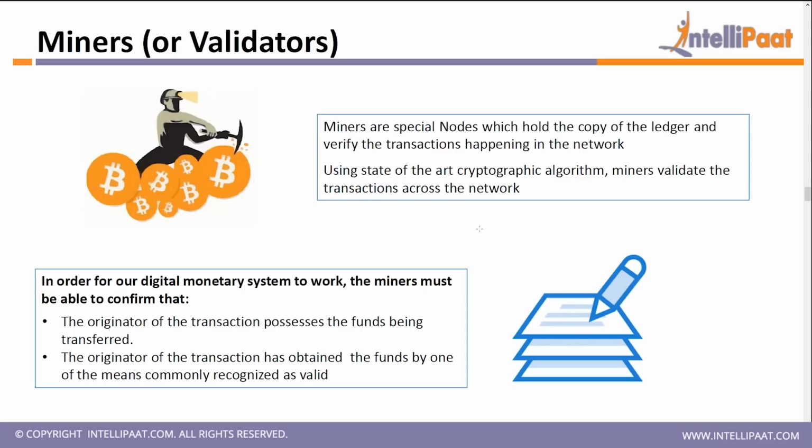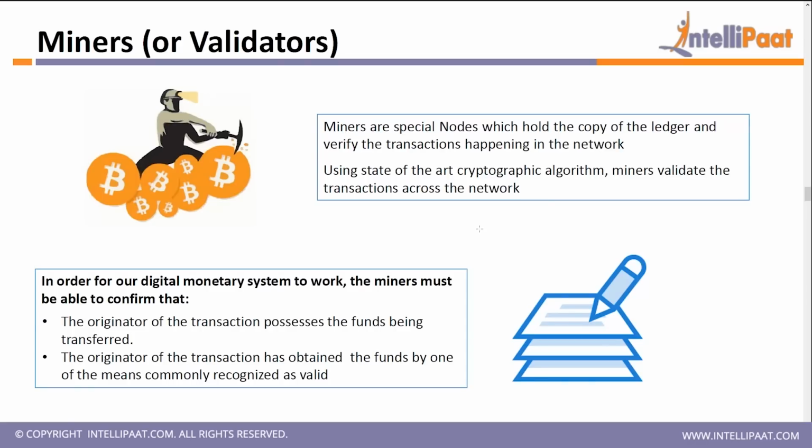The originator of the transaction has obtained the funds by one of the means commonly recognized as valid. So they perform all the required checks. If this is a financial transaction, they are responsible to validate if the request is coming from a genuine node, which is actually part of the network.